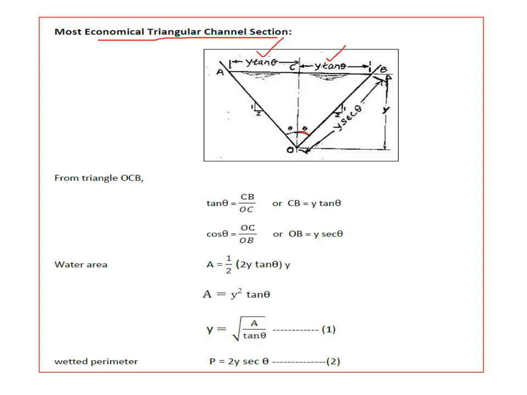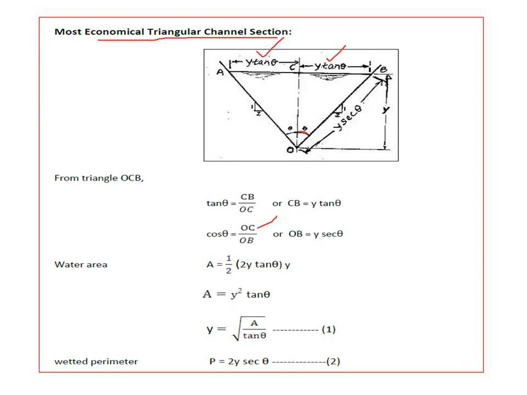So now you can take cos theta. So cos theta is the base, OC by OB. So therefore what is OB? OC is y, so OB is y by cos theta, that is 1 by cos theta, secant theta. So therefore OB will be y secant theta. So what is the area? Area is half into 2y tan theta into y. So that means you get A equals y square tan theta, or y is root of A by tan theta.